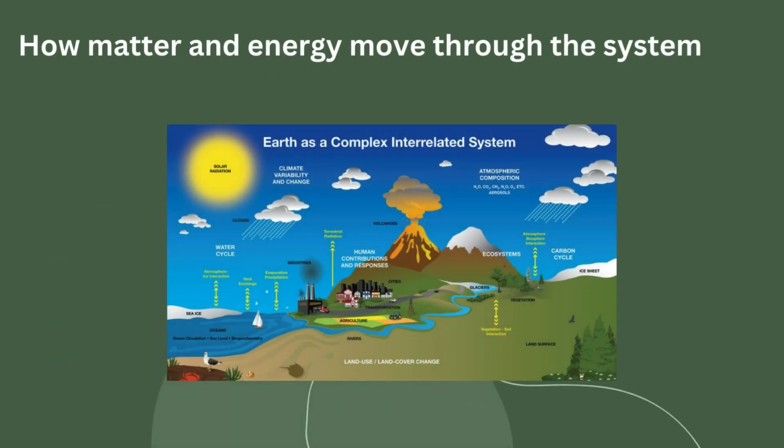Okay, and here is a diagram of how matter and energy moves through the system. Our plants would be in the rivers.